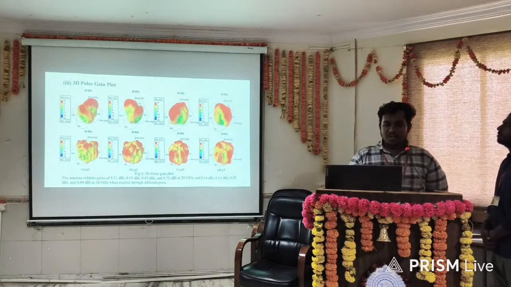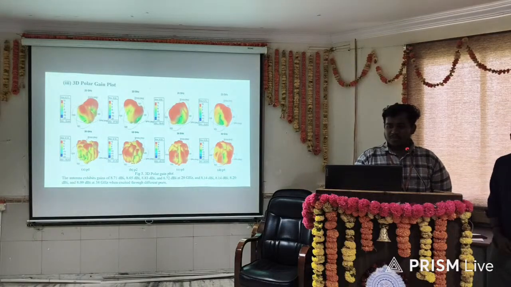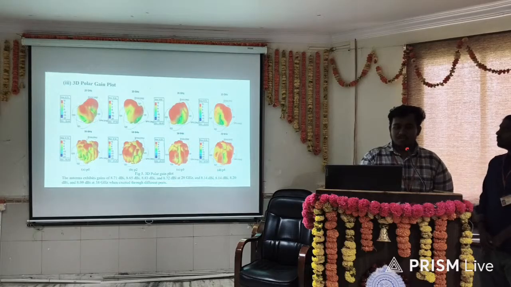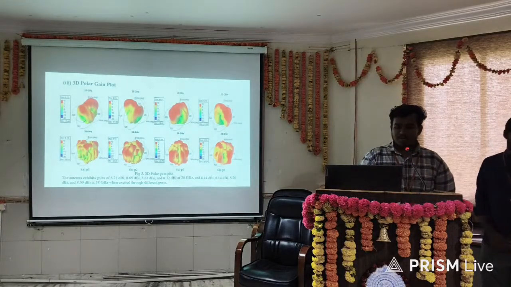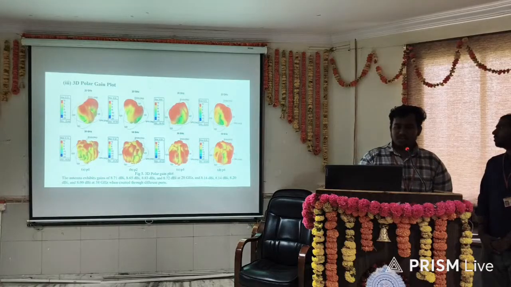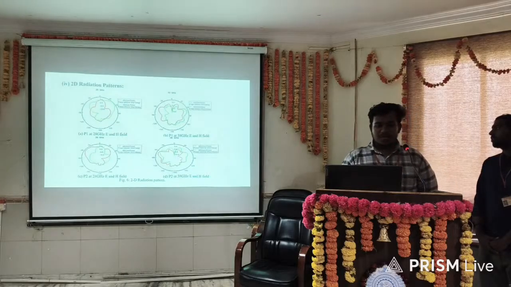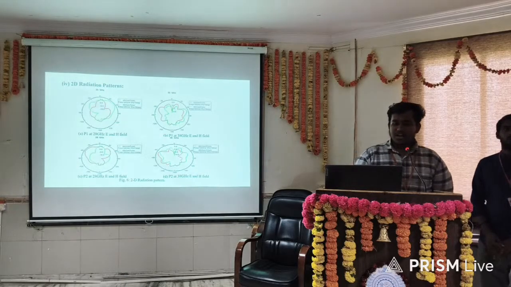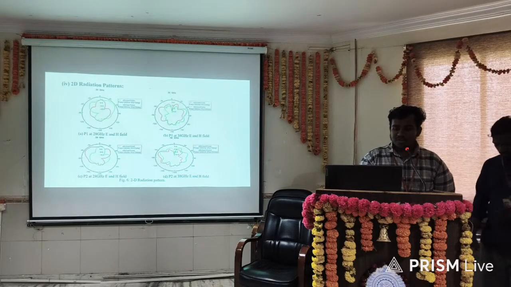It achieves a peak gain of 8.71, 8.65, 8.83, and 8.72 at 28 GHz while exciting different ports. And it has achieved 8.14, 8.14, 8.20, and 8.09 gain at 38 GHz while exciting different ports. This is the 2D radiation pattern of the MIMO antenna at port 1. The red line represents the electric field and the green line represents the magnetic field.